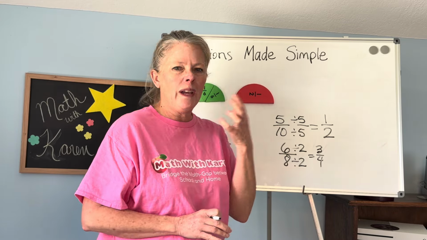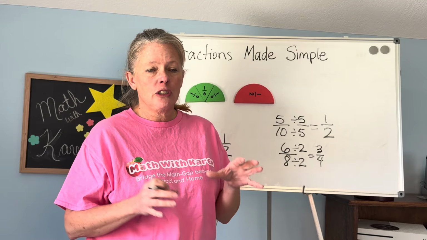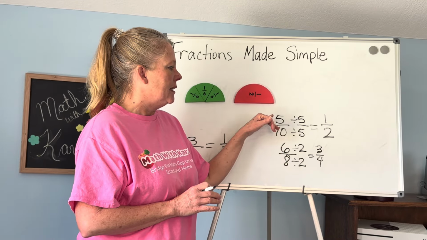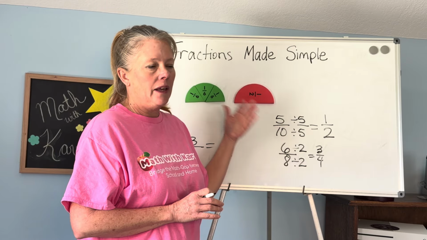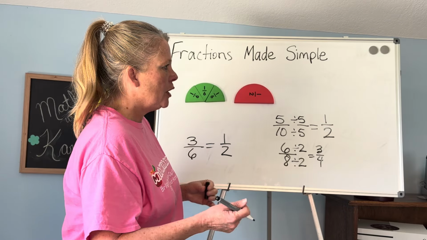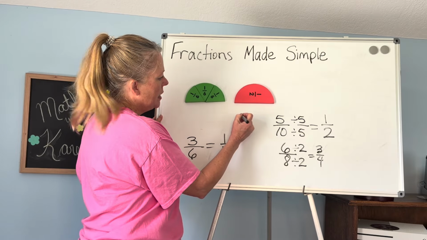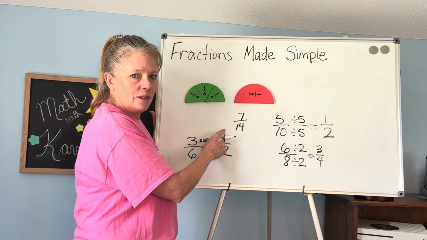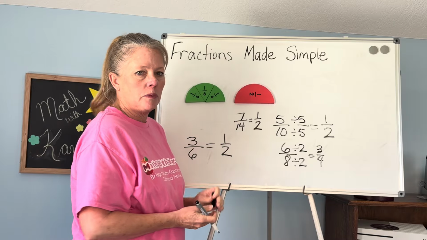A couple of quick ways that you could find simplest form, especially for 1/2, is if your numerator is half of your denominator, then that is going to be equal to 1/2. So let's do a tricky one here, 7/14. Well, I know 7 is half of 14, so automatically I know that in simplest form it is going to be 1/2.